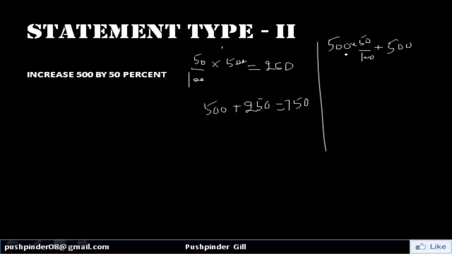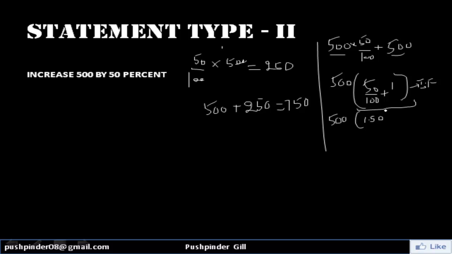Right? So what if I take 500 common out of both terms? I get it to be 50 by 100 plus 1. Right? So this is what I call the magic number, or usually it's known as the integrating factor. So if you have to increase anything by 50%, it is always going to get multiplied by this number. Now I'm going to solve it more easily for you. If you solve 1 plus 50 by 100, it always comes out to be 1.50, right? So if you have to increase any number by 50%, you just multiply that number by 1.50, right? I hope you're getting it really easily.